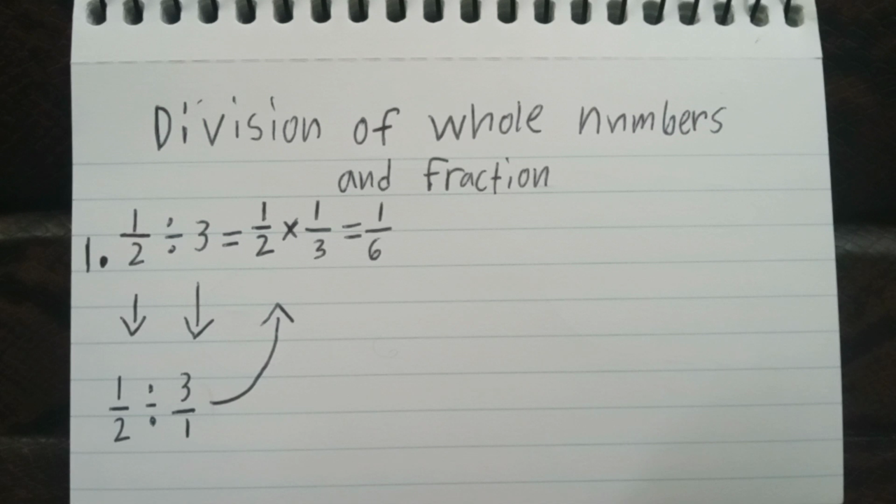So 1/2 divided by 3 over 1. So our first step is to keep our first fraction as it is. So 1/2, and then the second step is to switch. We have to switch to the opposite of division, which will be multiplication. And the third step is flip. We have to flip 3 over 1 into 1 over 3. And we can now start multiplying straight across. So 1 times 1 is 1, and 2 times 3 is 6. So our final answer will be 1 over 6.